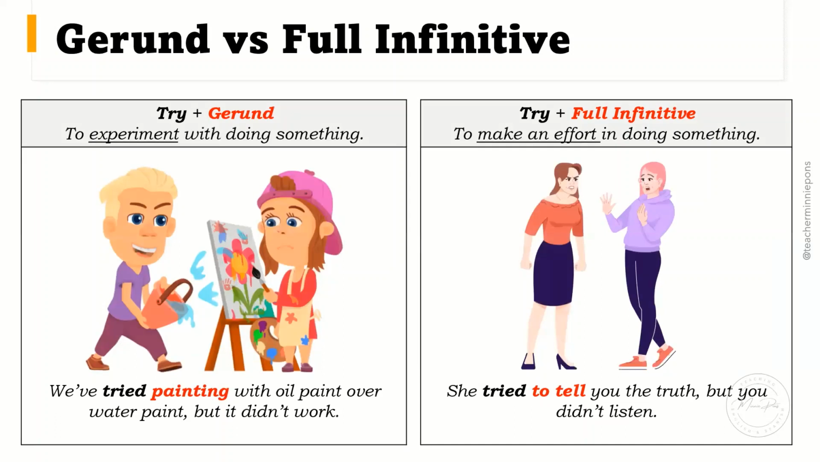Now, let's see the difference between try with gerund or full infinitive. If you use try and gerund, that means to experiment with doing something. For example, we've tried painting with oil paint over water paint, but it didn't work. In this sentence, they made an experiment.